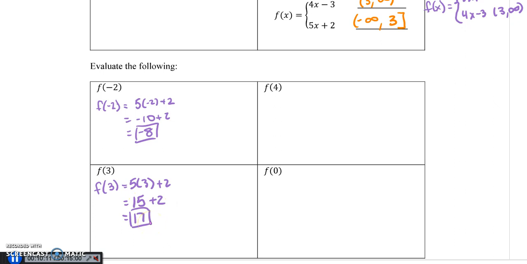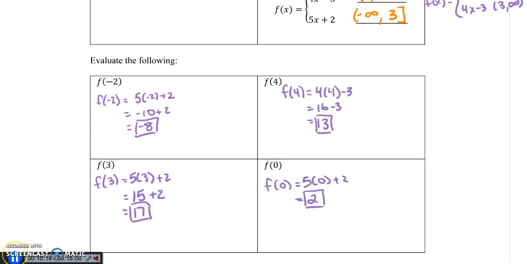So why don't you spend time to do those other two, and then we'll reconvene. Pause the video, do those, and then start the video back up. Okay, now looking at those, you should have had f of 4 was 13 using that bottom equation, and f of 0 was 2.